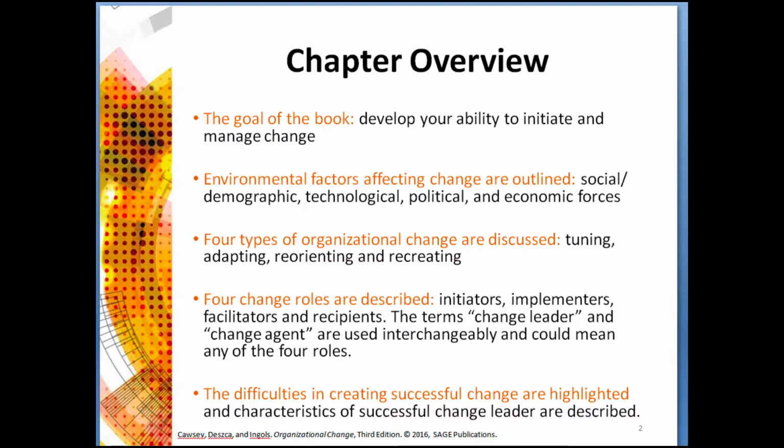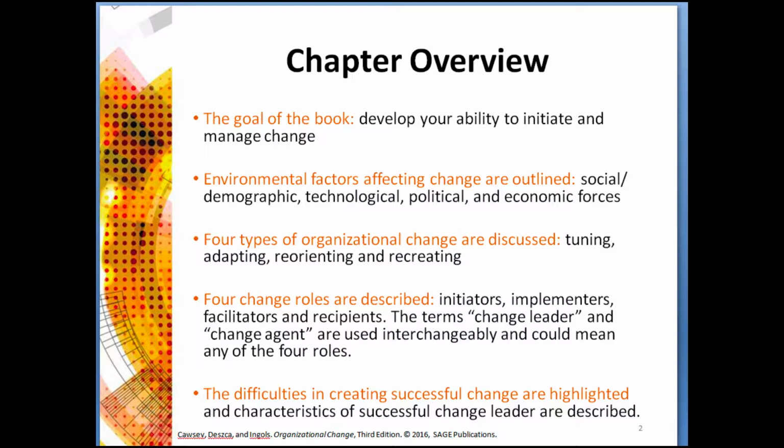So the goal of this book is to develop your ability to initiate and manage change. This book is all about changes in organizations, and that's what we'll be talking about through this course. Why change? There are lots of environmental factors: social change, demographics, lots of technology changes, smartphones, things on the internet, apps. Political changes, changes in laws, change in the local politics. All kinds of economic forces, whether they're international or domestic, where the economy's up or down, tax breaks, all those kinds of things factor into change.